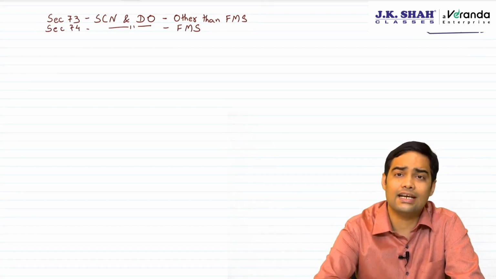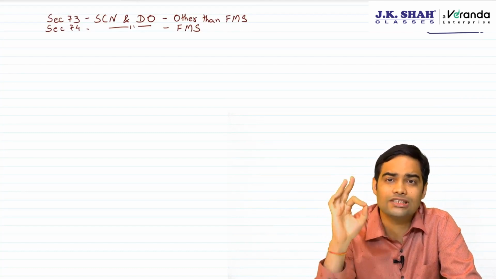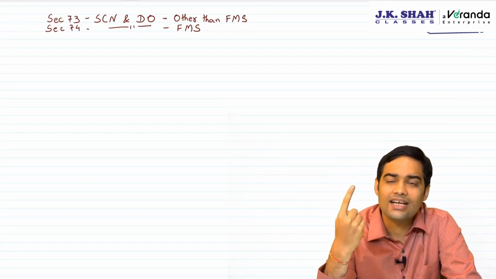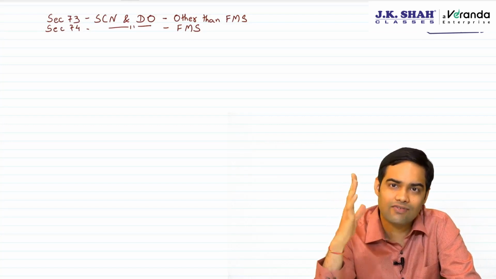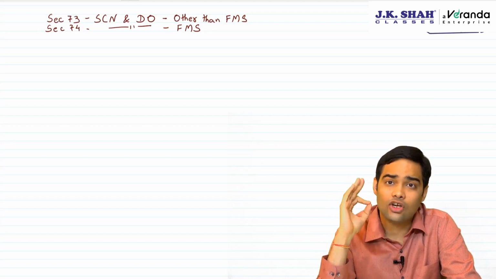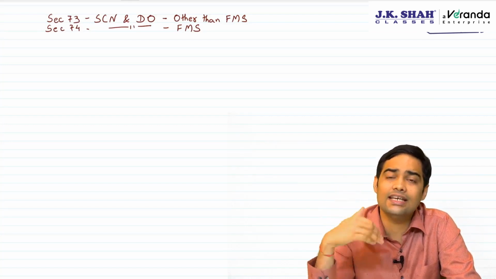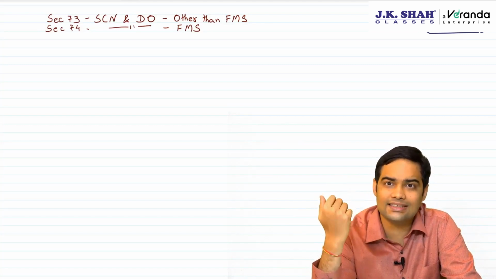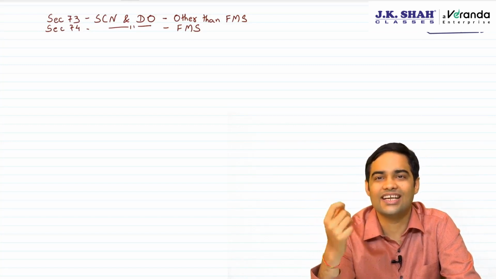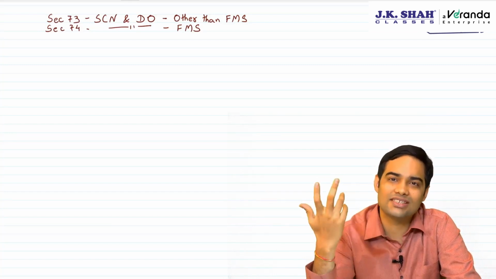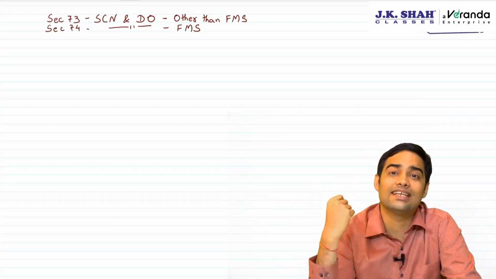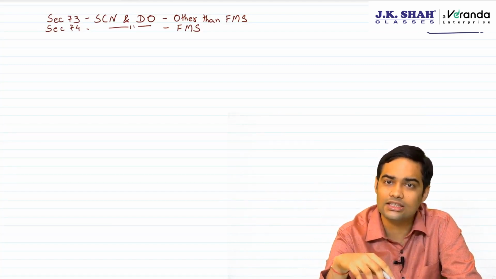Now, when we talk about these two sections, you should be very careful about one very important point. There are only 5 cases for which notice can be issued. 1. Non-payment of tax. 2nd. Short payment of tax. 3rd. Wrong availment of ITC. 4th. Wrong utilization of ITC. And the last one is erroneous refund. What's the meaning of erroneous refund? Where a person has taken refund where he was not eligible for such refund.